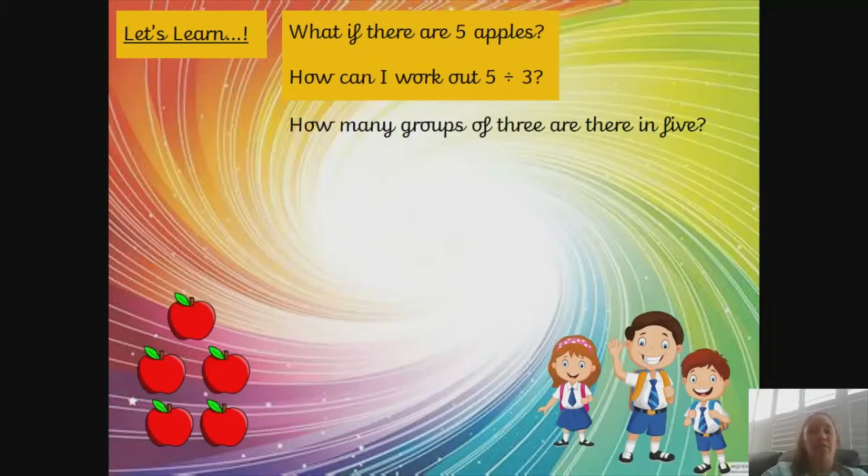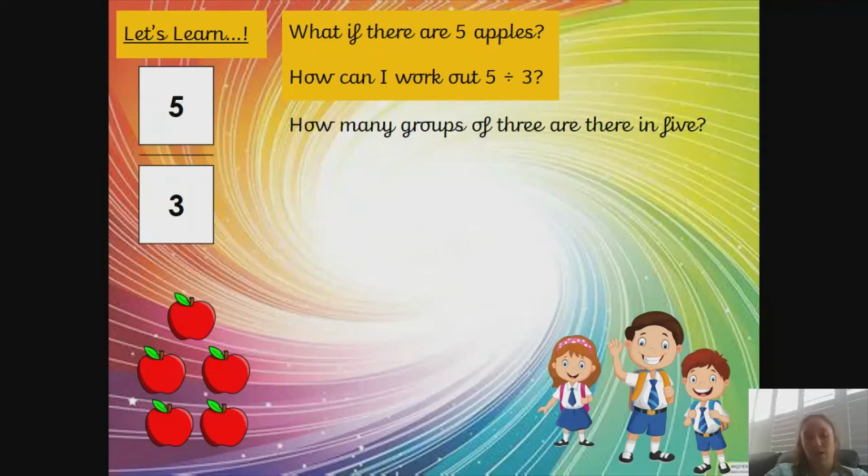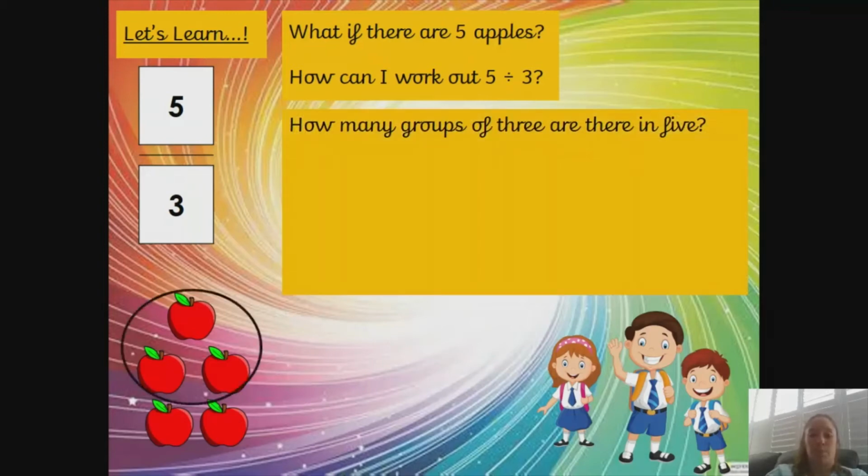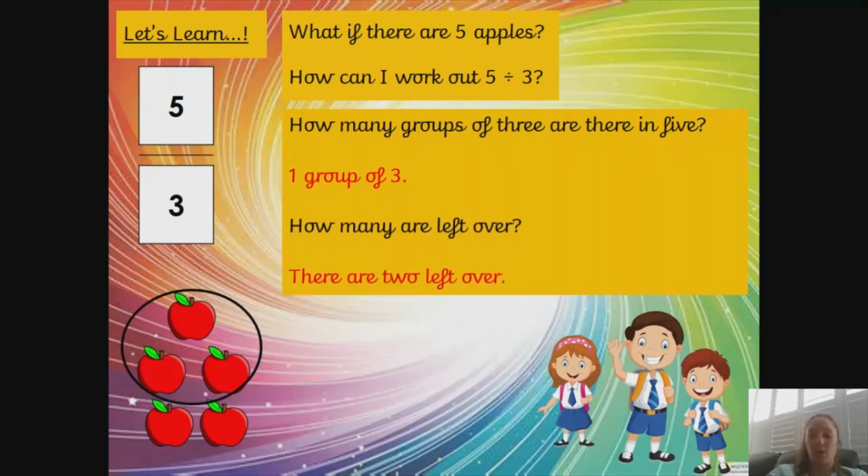Okay, what if there are 5 apples? How can I work out 5 apples divided by 3? So we're going to write it as our improper fraction. So 5 divided by 3. And we're going to see how many groups of 3 there are in 5. So how many times can you circle 3 apples? It is 1. It's 1 group of 3 apples in 5 apples. So how many are left over? We've got 2 left over.